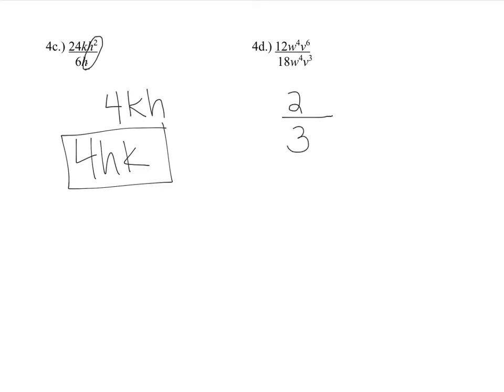The w's, they cancel altogether, right? Because you've got 4 of them on both, so you're left with none. And then 6 minus 3, you're canceling out all 3 on the bottom to leave you with 3 v's on the top, so that's 2v to the 3rd over 3. You could write it as 2/3 v to the 3rd, but that starts to get complicated when we start working with them by like adding and subtracting them to things.